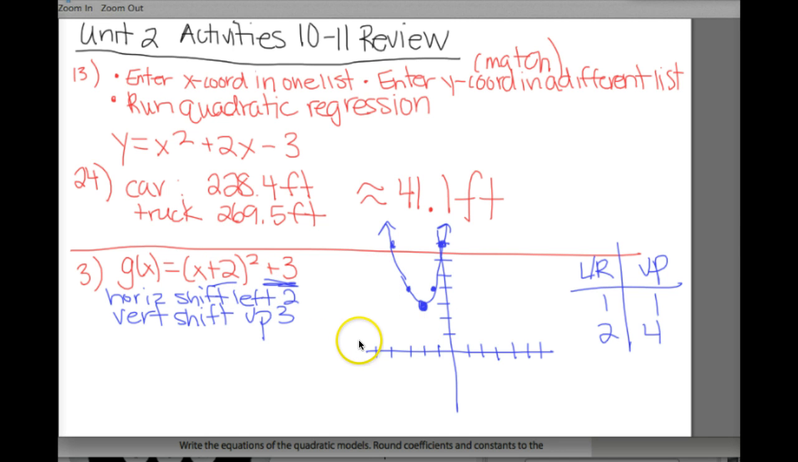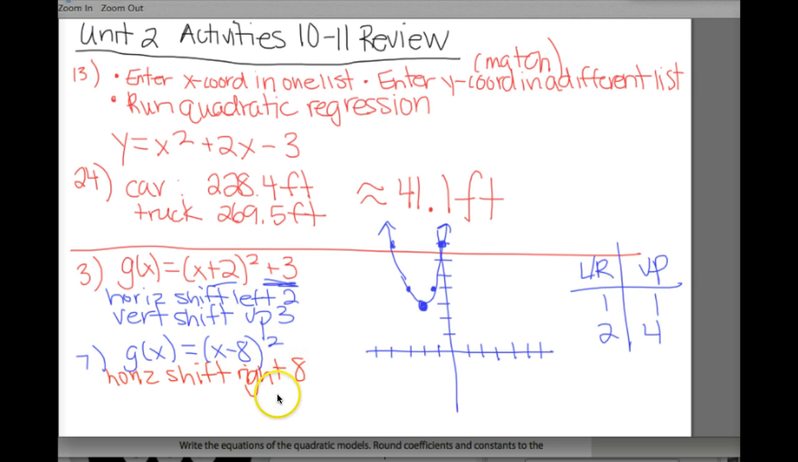Next one I want to talk about is number 7, because it asks you to identify the vertex and the axis of symmetry. So number 7, the equation was g of x equals (x minus 8) squared. So there's only one transformation here, and even though they didn't ask you for it, it's probably good for you to know that this is a horizontal shift right 8, because that tells you where the vertex is going to be. If I go right 8 units, that tells me my vertex is right here, which is the point (8, 0).